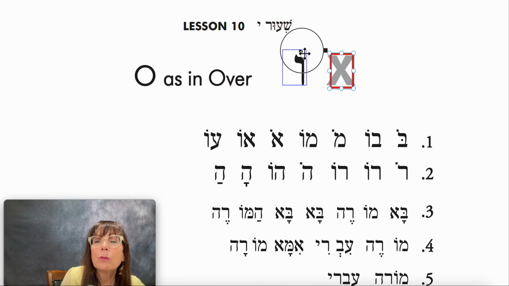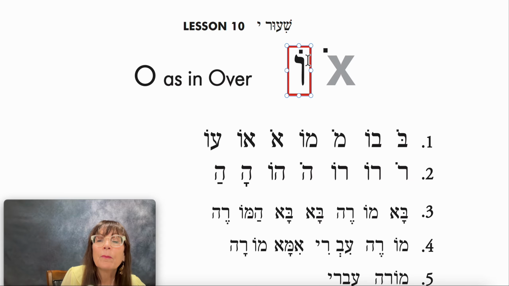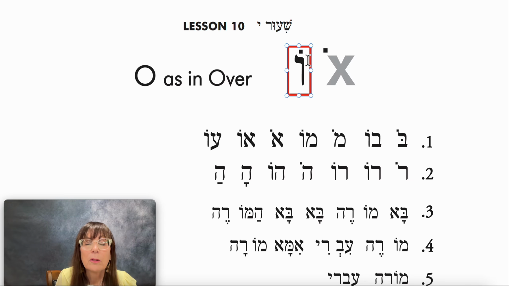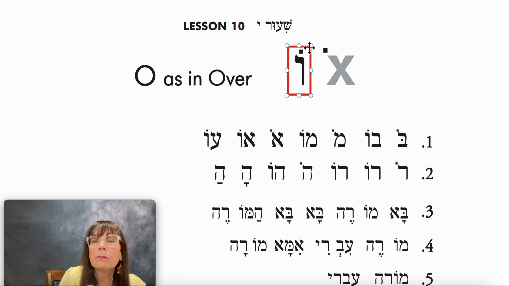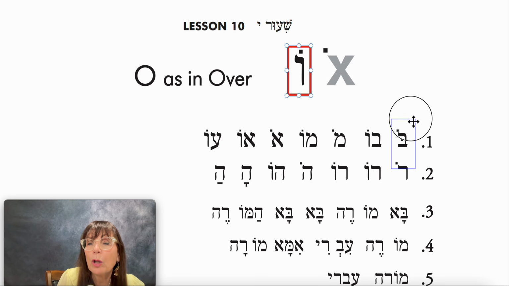And another way that this vowel is represented looks like this. So the letter has a dot over it, this is a vav, but it has a dot over it. Okay, so if you remember the dot is over it, that's how you get the O sound. Okay, so that is the vowel O.